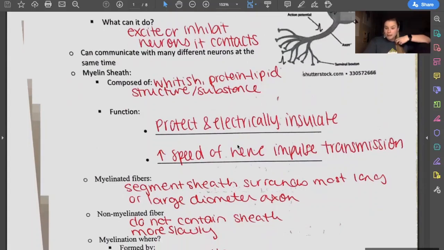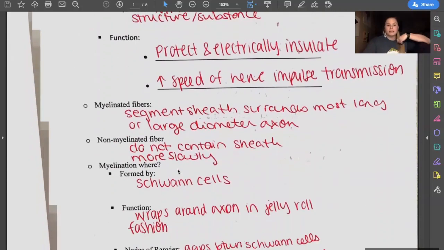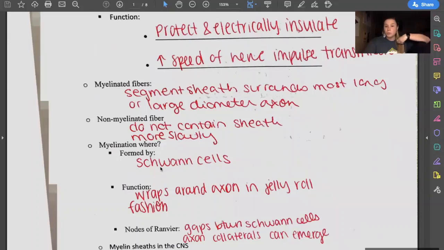However, the non-myelinated fibers will not. These do not contain a sheath and they happen more slowly, right? Our electrical impulse goes more slowly. Okay, so myelination is formed in Schwann cells.